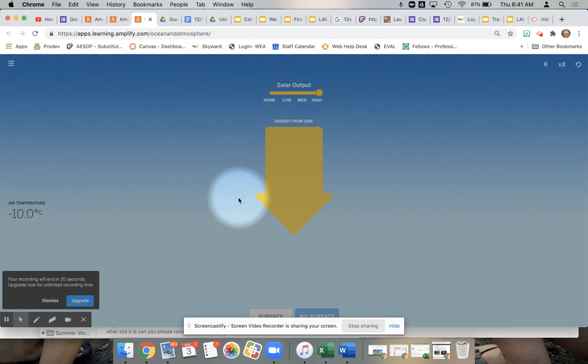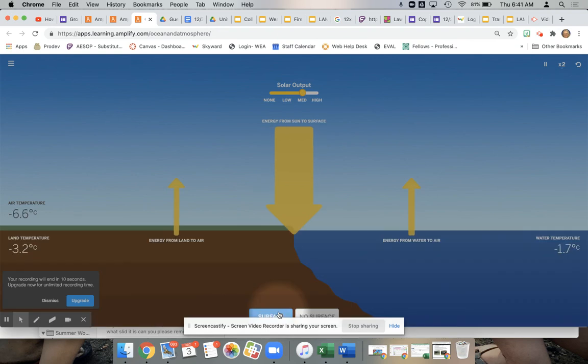What does this tell us? What is exactly heating air? Is it the sun? Or is it something else? Why do we see such a rapid increase in air temperature toward the surface of the Earth? What's going on?